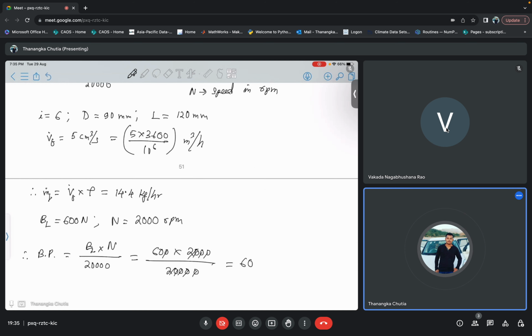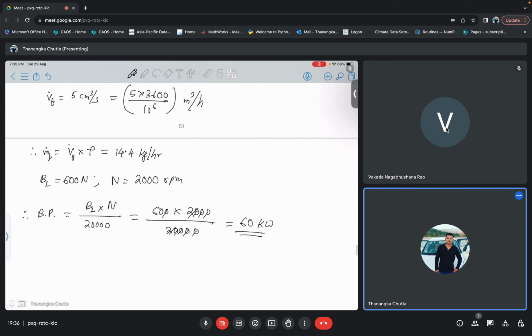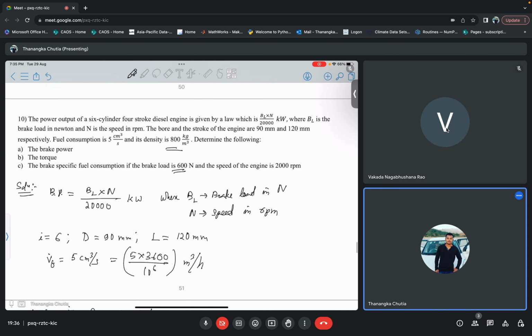So this is your 60 kilowatt. Okay, this is very simple. The first part is very simple. Okay, next is you have to determine torque.